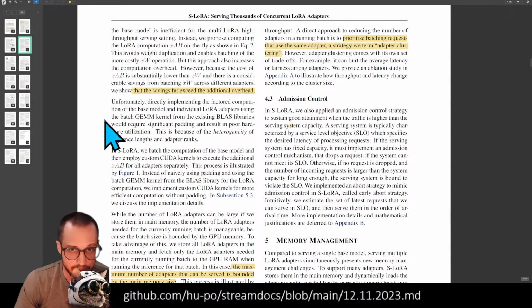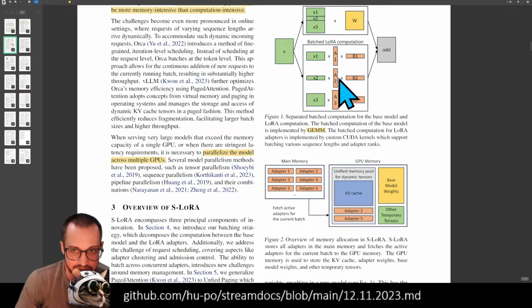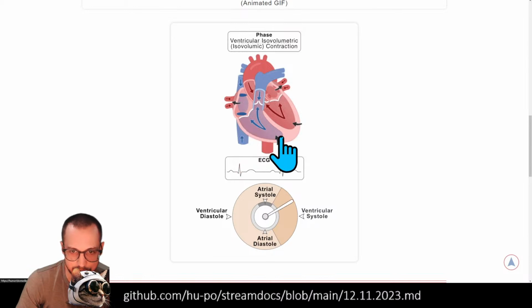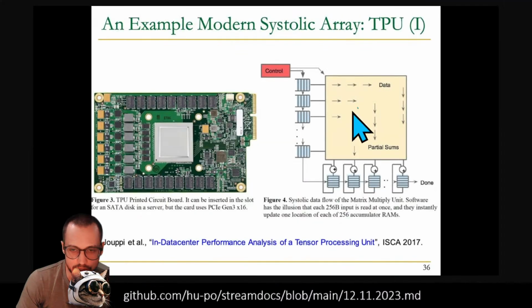Unfortunately, directly implementing the factored computation of the base model and individual LoRA adapters using the batch GEMM kernel would require significant padding and result in poor hardware utilization. This is because of the heterogeneity of sequence lengths and adapter ranks. So what they are talking about here is that the sizes of these are a little bit weird, and the GPUs themselves have some specific size, right? Kind of like how your heartbeat has some specific volume of blood that it's very good at pumping in and out. The GPUs also have some specific size of numbers that they're good at multiplying, and some specific size of data that comes in and data that comes out, right?